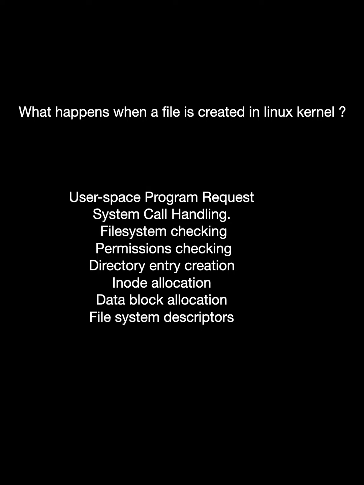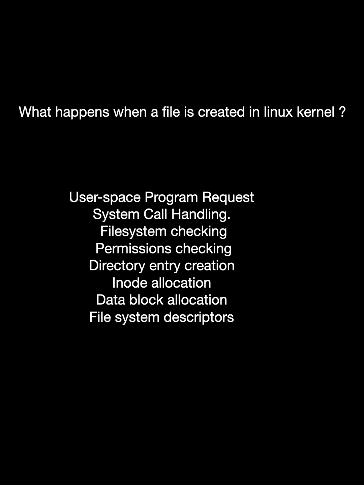The process starts when the user space program like touch or echo or a file manager requests the creation of a file. This request is usually made through a system call such as open or create. Second is the system call handling. The system call is handled by the Linux kernel. Depending on the specific system call used, the kernel identifies the requested operation and prepares to carry it out.